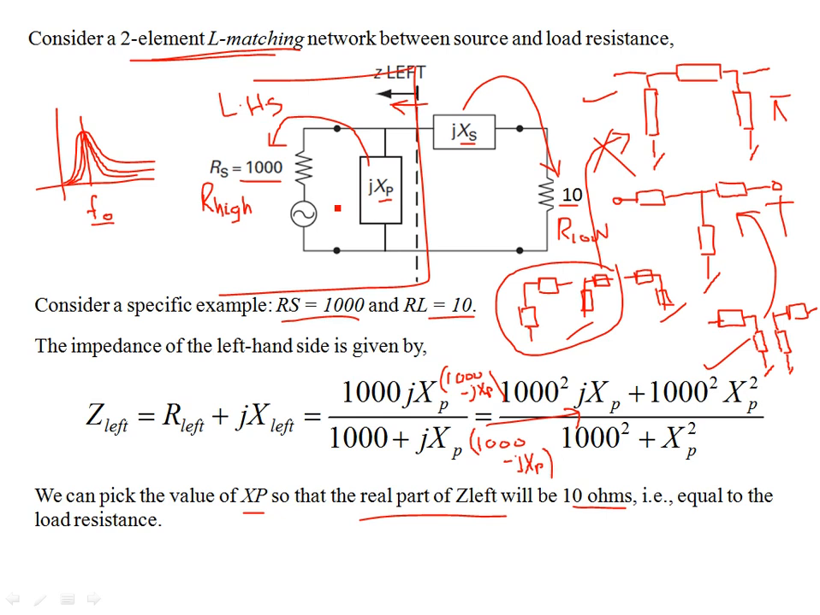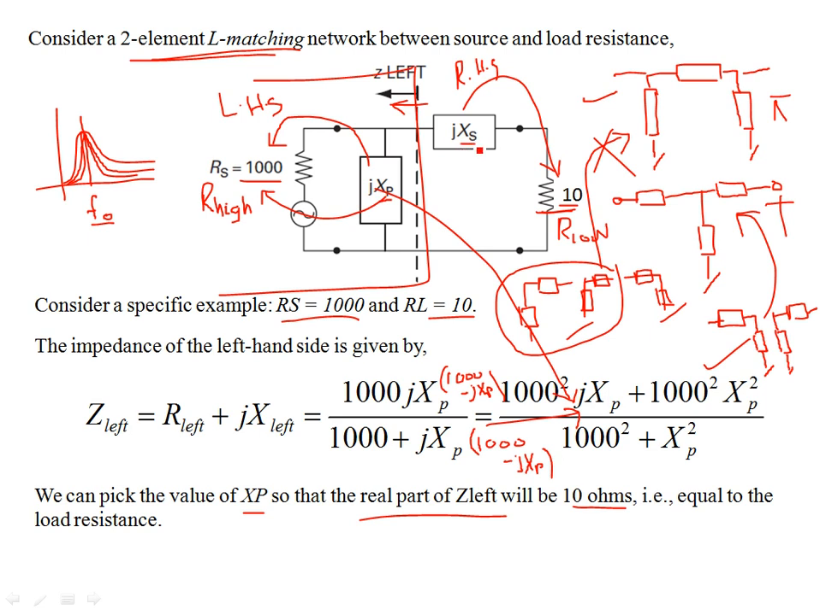Okay, so the parallel combination of jXP with 1000 is this expression. So it has both real and imaginary parts. So of course, if you're going to match this with the right hand side of the circuit, then the real part should be equal to 10 ohms. Real part should be equal to 10 ohms. And since you have an imaginary part, it should be the negative of the series reactor.